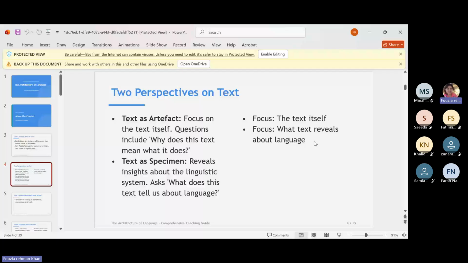There are two more concepts, syntagmatic and paradigmatic. Do you have any idea about those concepts, syntagmatic and paradigmatic?